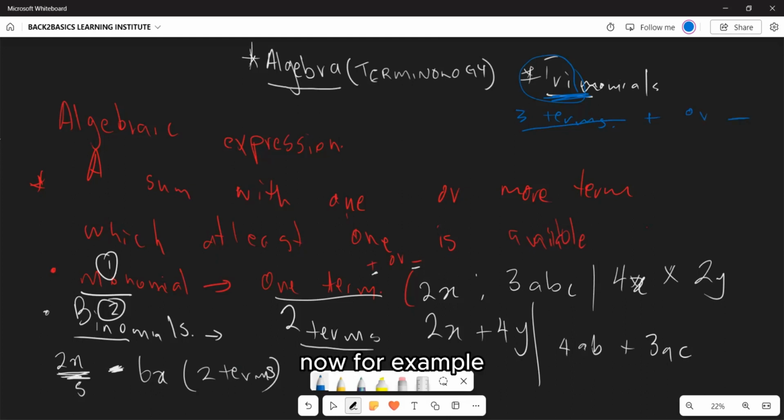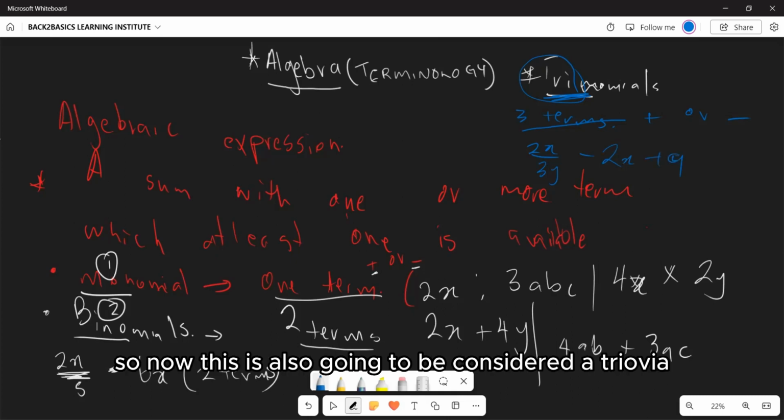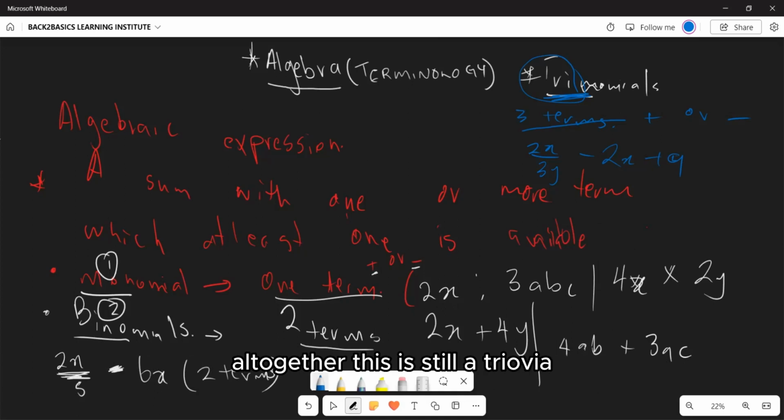Now, for example, let's say you are having 2x over 3y, subtract 2x, plus 9. This is also going to be considered a trinomial altogether. It is still a trinomial because it consists of three terms. However, your trinomials can also be grouped, or they can also be understood as what?